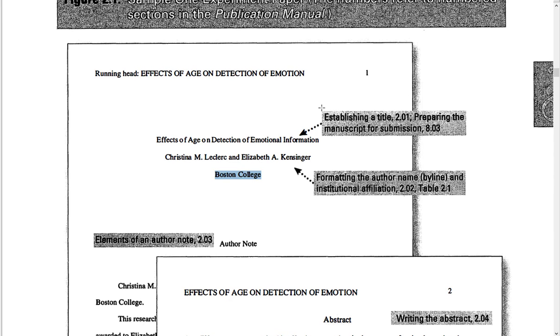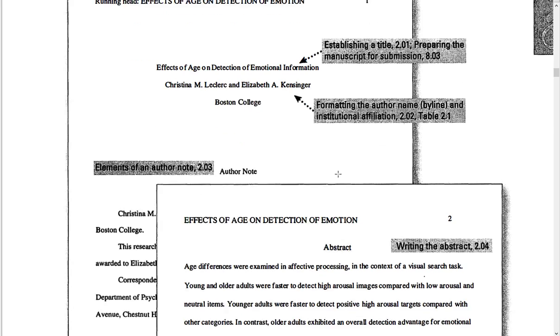One of the nice things about this is these little breakouts, like here, I'll highlight this one. You'll see that it says establishing a title. It says 2.01. That means you can go back to chapter 2, section 01, and it talks about how we write titles. Or preparing the manuscript for submission. That's going to be in chapter 8, section 3. So that's what these little callouts over here are for: to show you where in the APA Style Manual these rules are coming from.